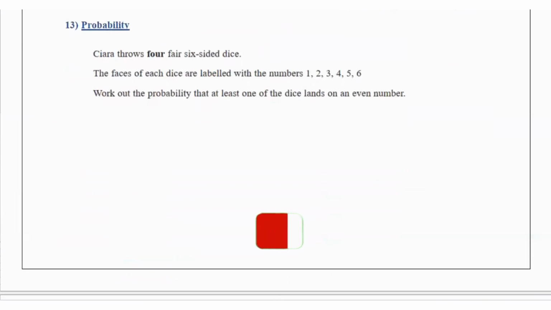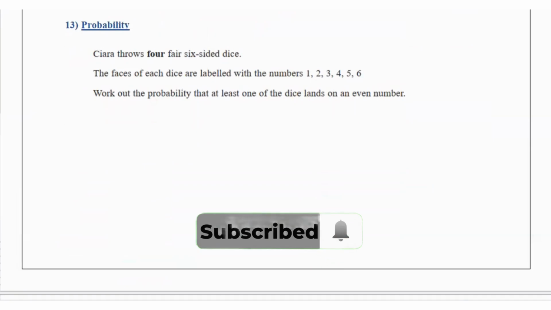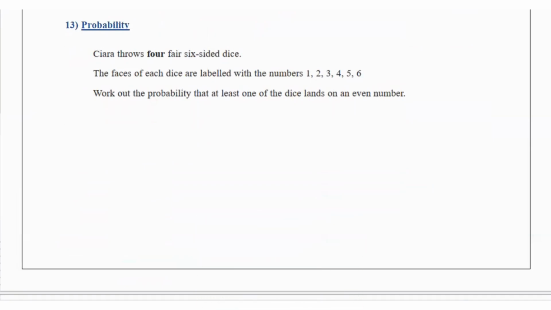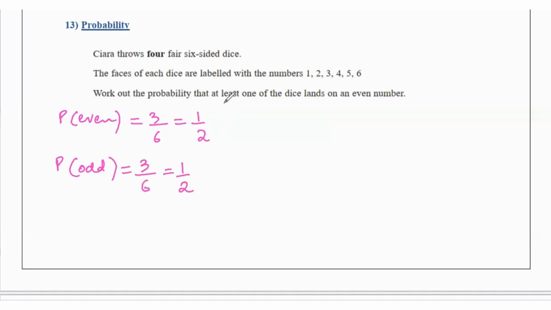Then it says Sierra throws 4 fair 6-sided dice. The faces of each dice are labeled with the numbers 1, 2, 3, 4, 5, 6. Work out the probability that at least one of the dice lands on an even number. So the probability of getting an even number is going to be 3 over 6, which simplifies to 1 over 2. And the probability of getting an odd number is also going to be 1 over 2. Now she's throwing 4 fair 6-sided dice.